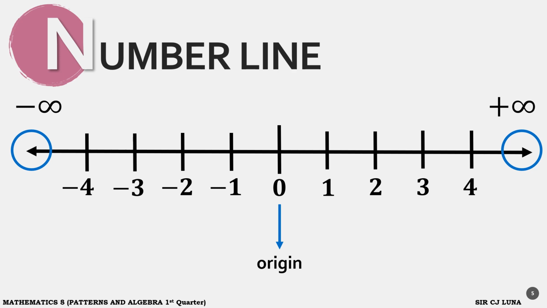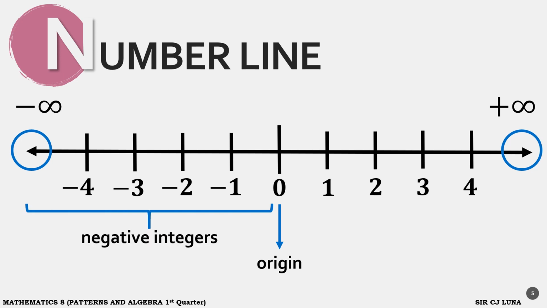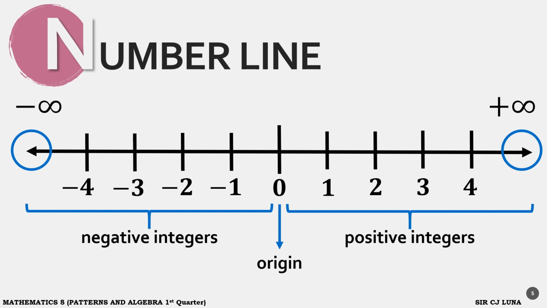On the left side of 0 are negative integers. On the right side of the number line are positive integers. We put a point or a dot to locate a number on the number line. The numbers on the number line in the form of a point are called coordinates of a number line.